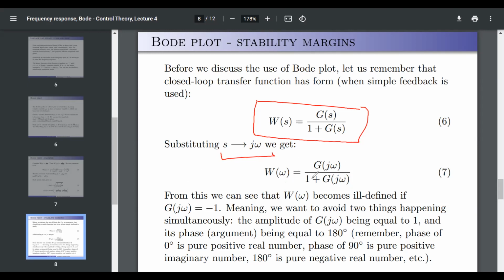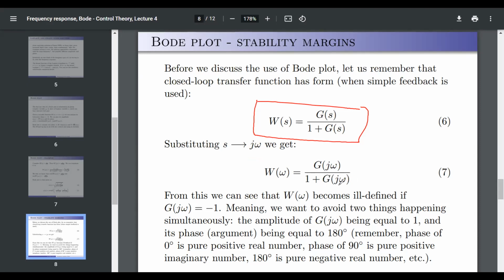Now, what we can see is that this function becomes ill-defined if this guy is equal to -1. That is a big problem here. If this guy is equal to -1, this transfer function will blow up. Does it make sense? Yes. So this is the way we are going to analyze it. What we are going to be scared of is G becoming -1, and we would want to avoid that.